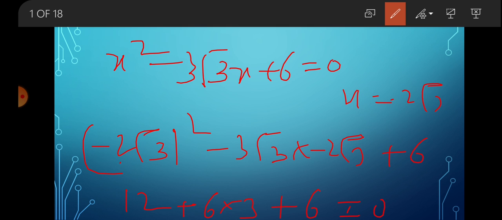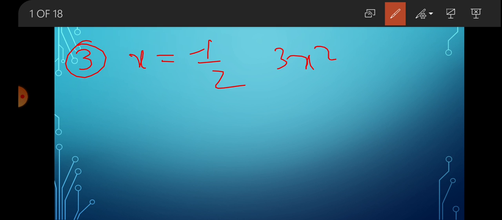So again you can see that when I substituted x equals minus 2 root 3, the equation doesn't become 0, which means x equals minus 2 root 3 is not a solution of the equation. Now moving further, to question number 3. In question number 3, x equals minus 1 by 2 is said to be the solution of this particular equation, 3x square plus 2kx minus 3 is equal to 0. So you have to find out the value of k.